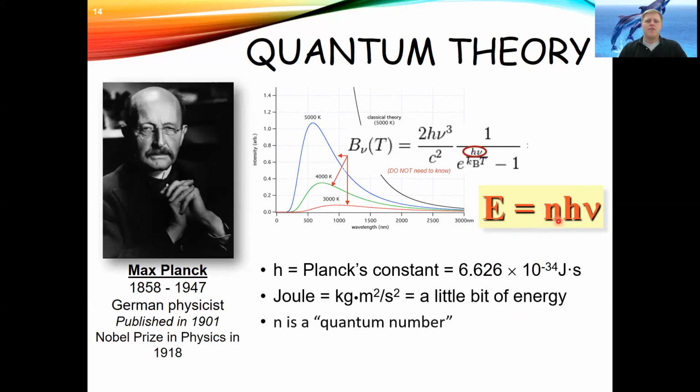And then this n right here is what's known as a quantum number. So we can say that the matter absorbed n equals 1, n equals 2, n equals 3 energy, but we can't say n equals 1.5 energies. And so by introducing this first quantum number to the world, Max Planck set off the idea of quantum theory.